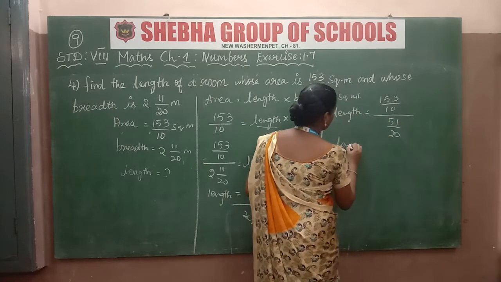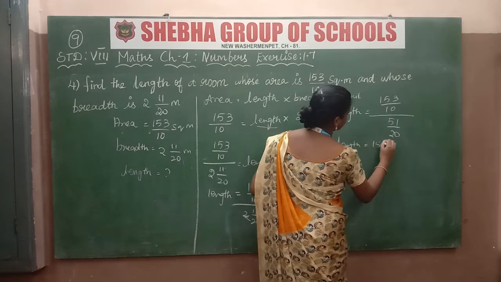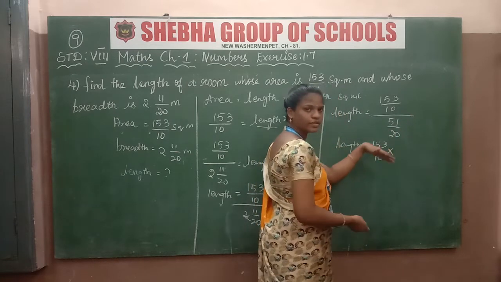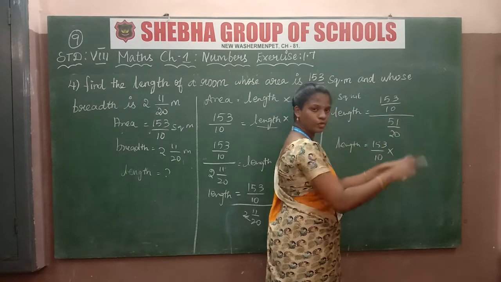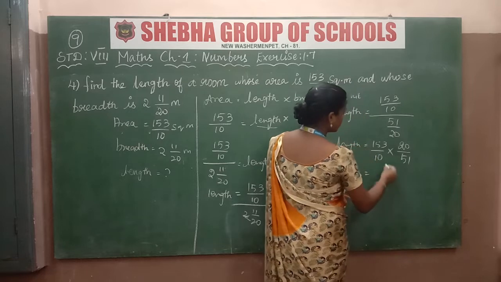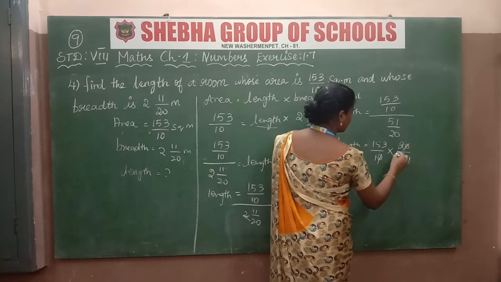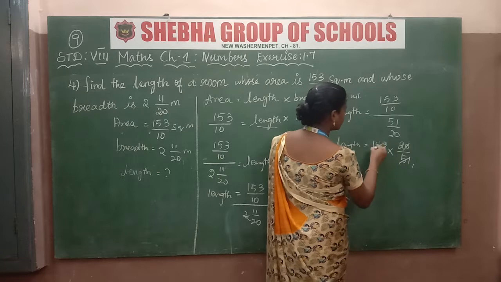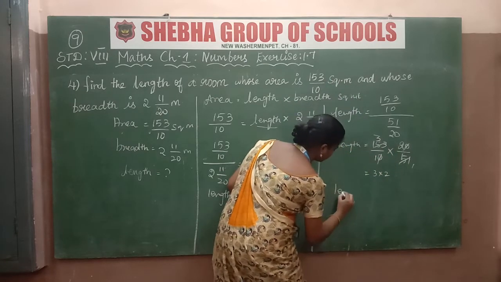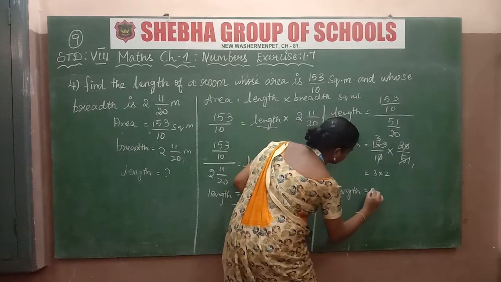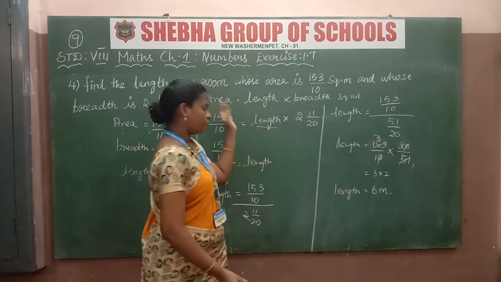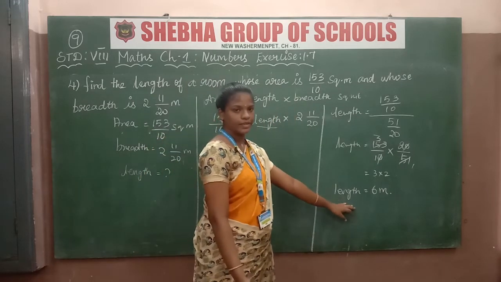So then length is equal to 153 divided by 10 into, so shall we reciprocal it. If this side goes up, it becomes the reciprocal. So we have to write 20 by 51. So the value is: 0 and 0 cancel, balance 2, then 51 ones are 51, 3s are 153. So 3 into 2. So the length value is 3 2s are 6 meter. This is the value for the length: 6 meter.